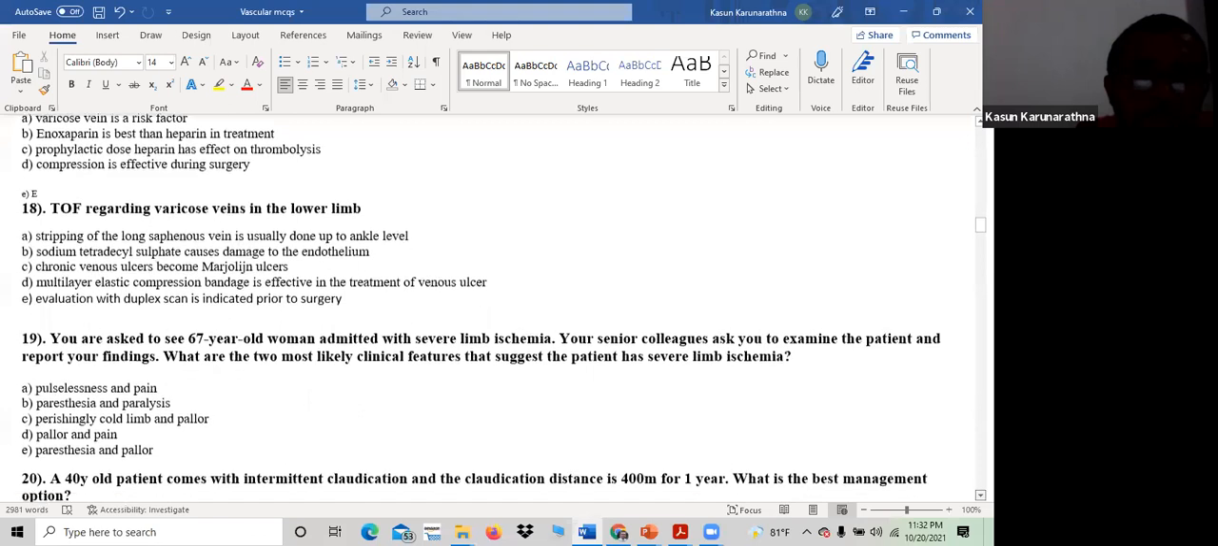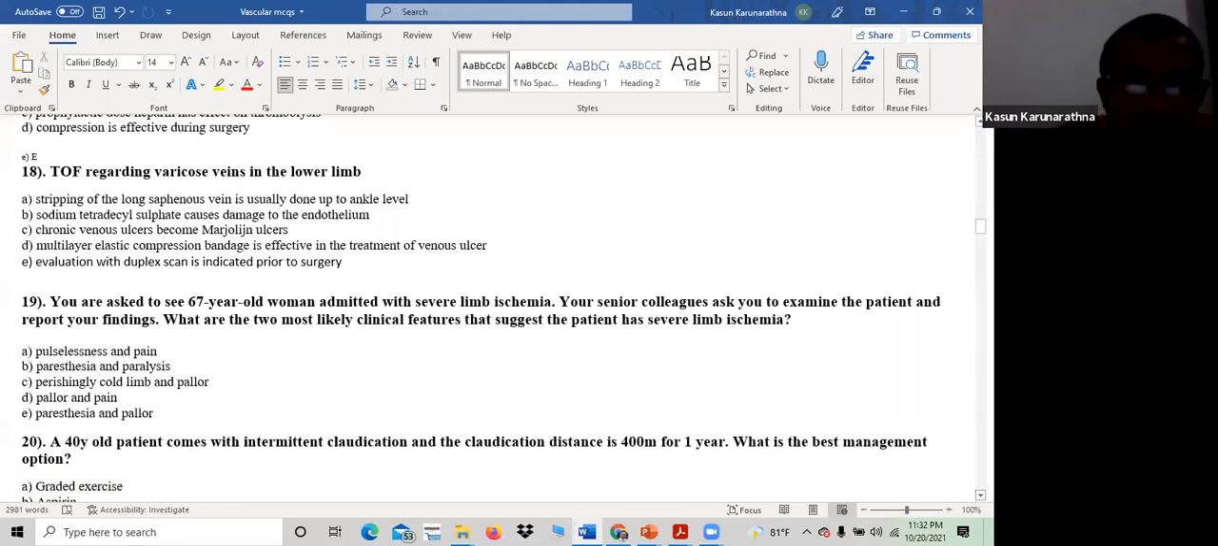True. Question number 18. True or false regarding varicose veins in the lower leg? Stripping of the long saphenous vein is usually done up to the ankle. What do you say about 18A? Is it true or false? False. Why? Up to which level do you do the stripping?